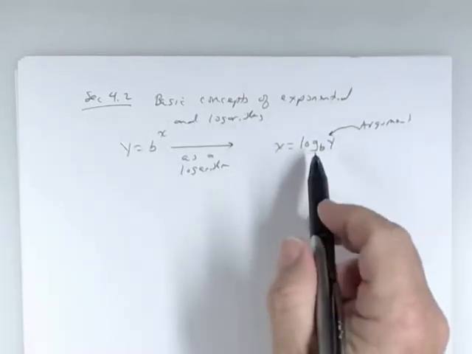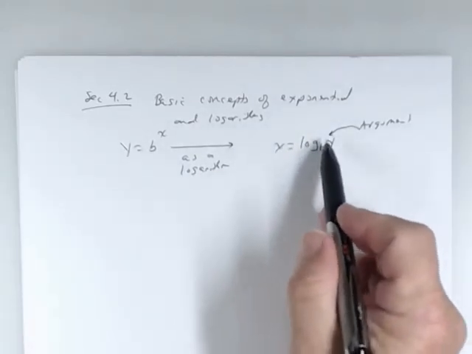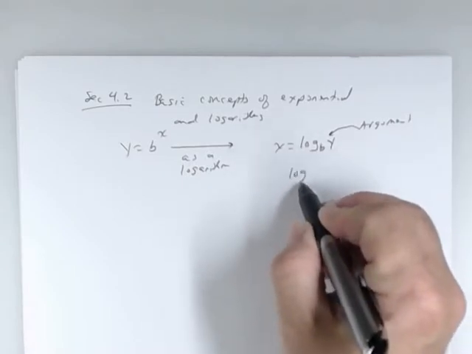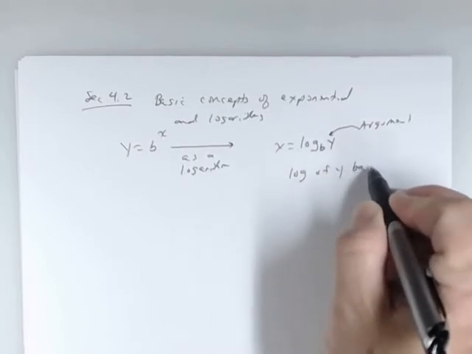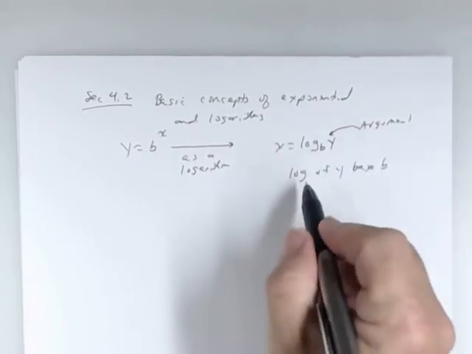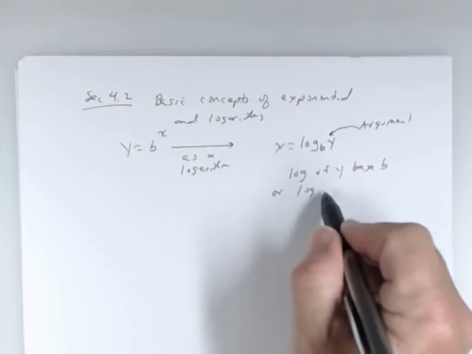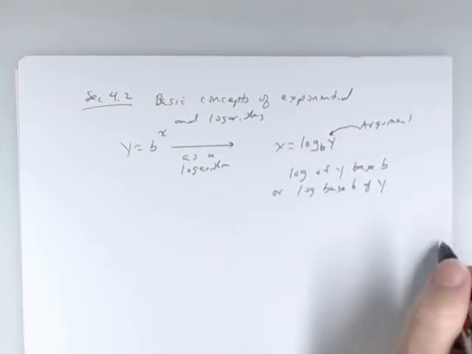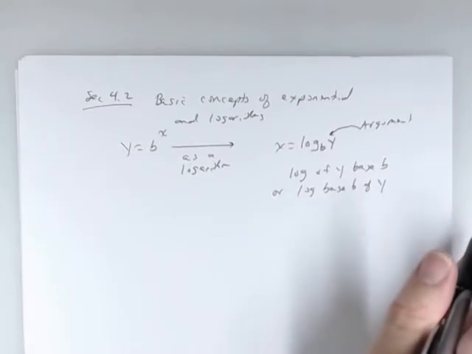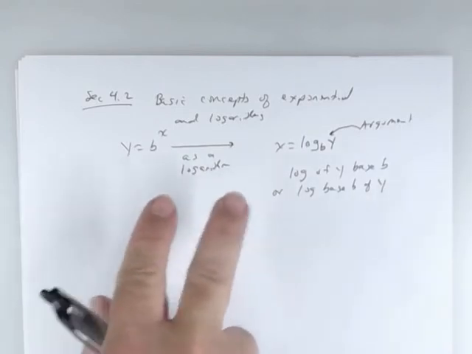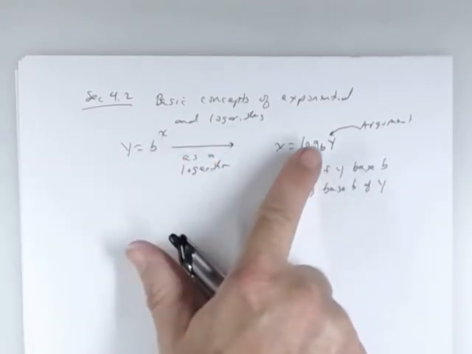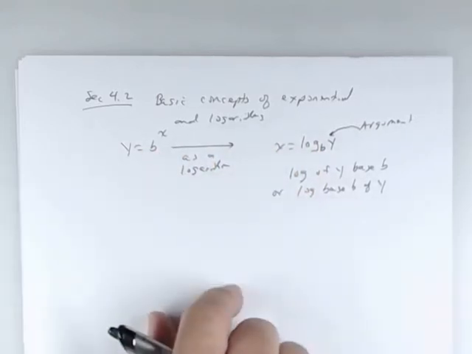Now you read this side right here as log of y base b. That's one way of reading it. Log of y base b. Or you can read it as log base b of y. All right, so what you're going to do in these two worksheets for this section, you're going to go from exponential to logarithm, and you're going to go from logarithm to exponential.